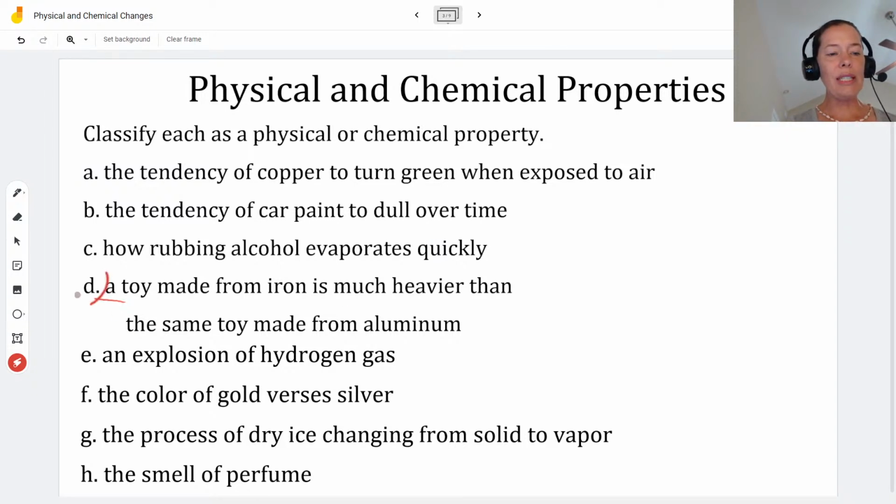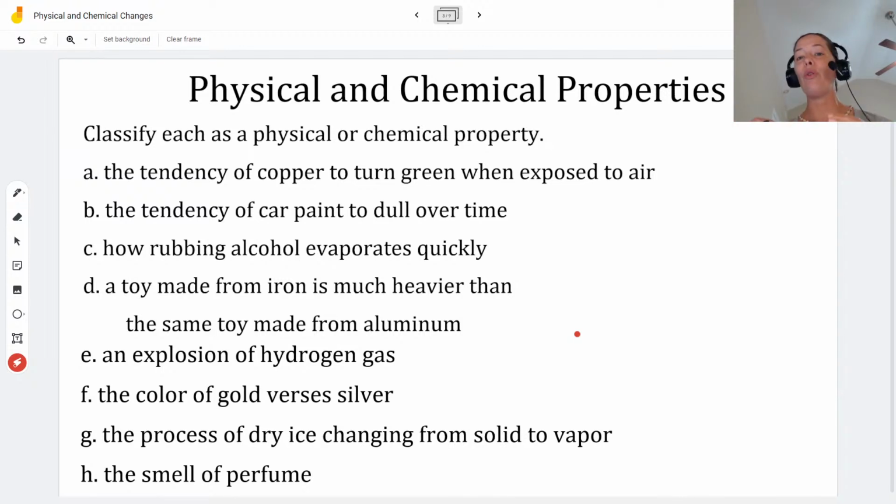So we have D, a toy made from iron is much heavier than the same toy made from aluminum. If you think about the same toy, but one is made from iron and one from aluminum, you do have a weight difference, but what that really specifies is a difference in density between the two metals. If you made the same toy, theoretically you would use the same volume of metal, but obviously the mass is different. So that is a difference in density.